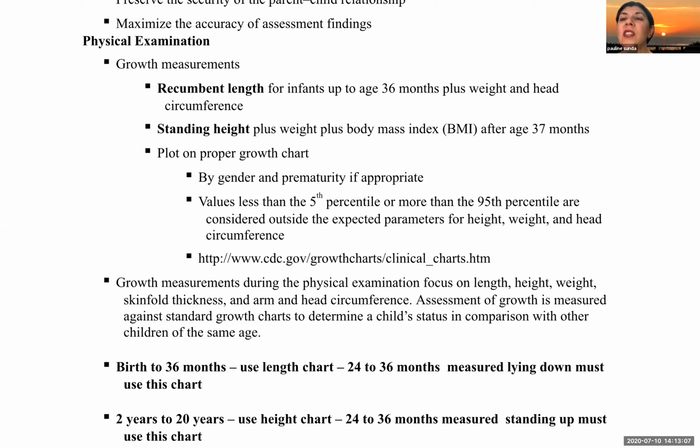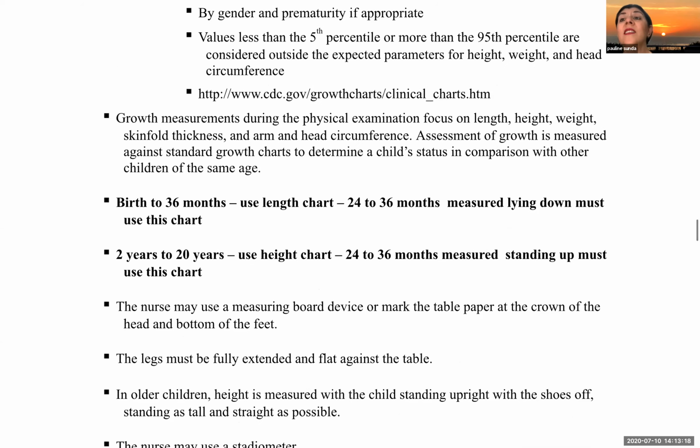You will select the charts by gender if they are premature. Please note that values less than the 5th percentile or more than the 95th percentile are considered outside the expected parameters for height, weight, and head circumference. Please refer to the growth charts on this CDC website. Growth measurements include a physical examination focused on length, height, weight, skin fold thickness, and arm and head circumference. Assessment of growth is measured against the standard growth charts to determine a child's status in comparison with other children of the same age.